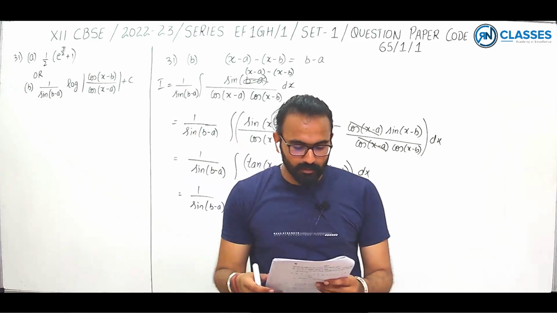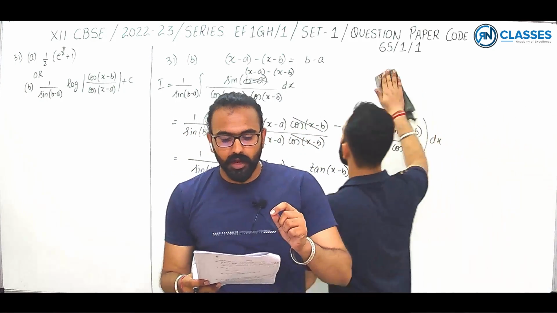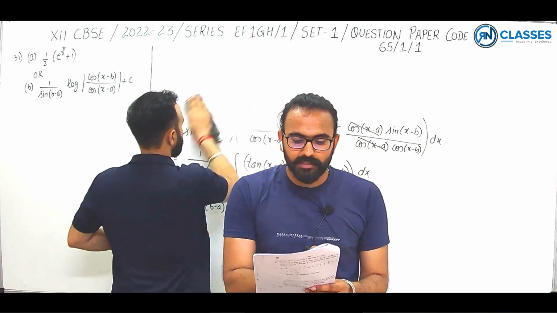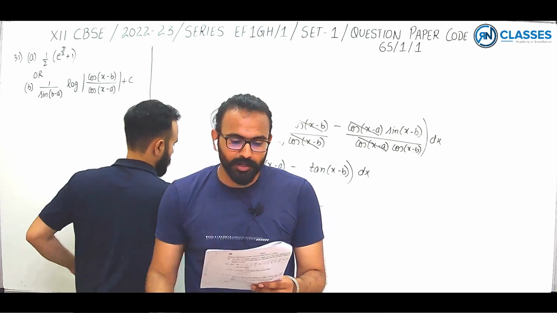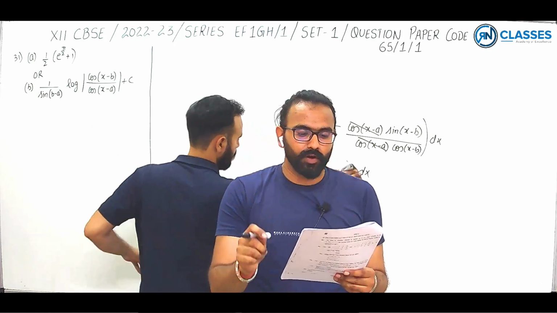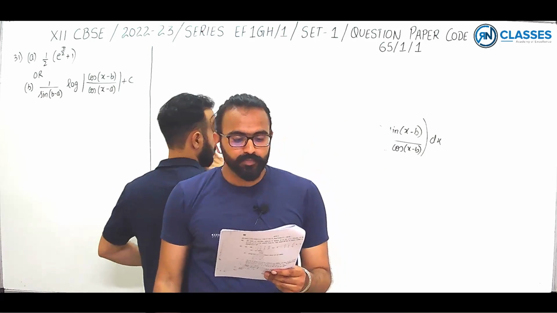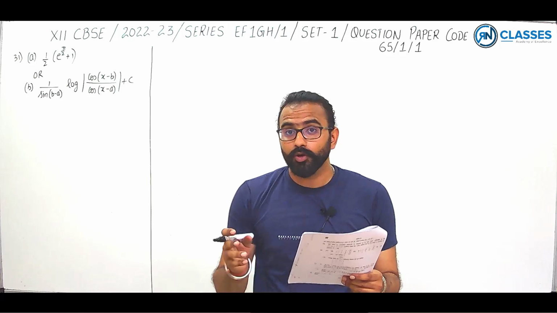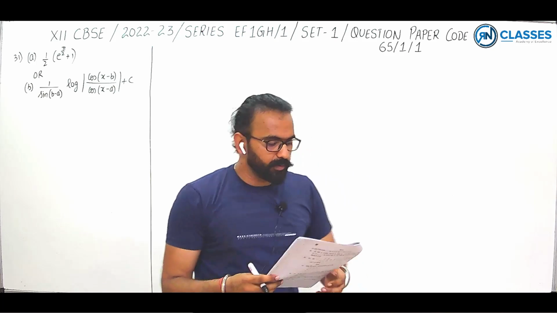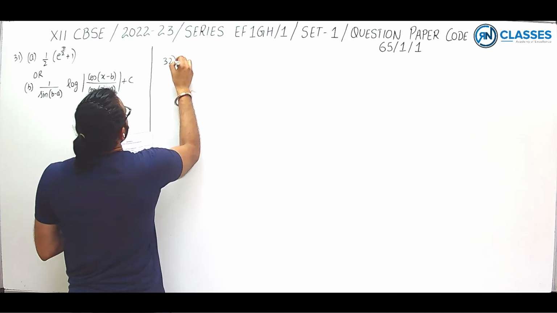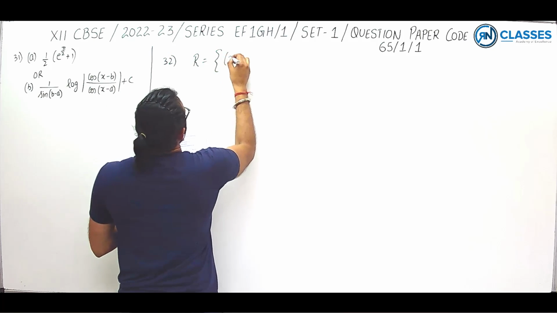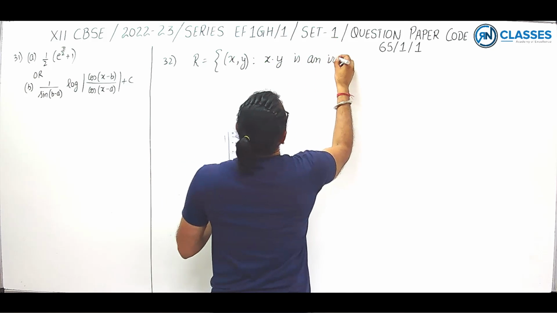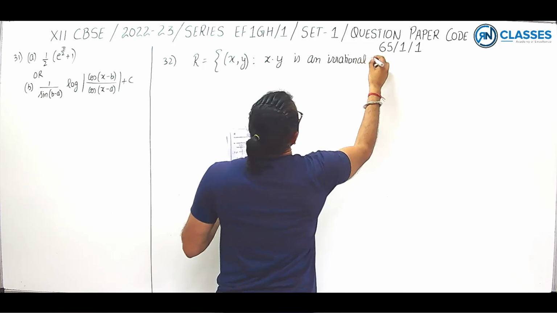Now passing on to question number 32, a relation R is defined on a set of real numbers as relation R is containing ordered pairs x comma y such that x into y is an irrational number. Check whether R is reflexive, symmetric and transitive or not. सबसे पहले चलता है reflexive part पे, but first of all we will write the relation R, that is set of all ordered pairs satisfying the condition x into y is an irrational number.